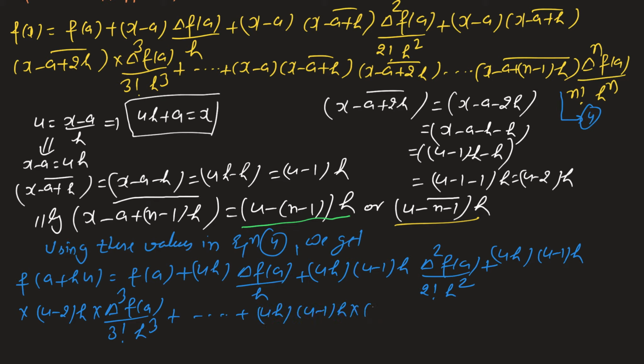u minus 1 h into u minus 2 h into up to u minus n minus 1 h delta n f of a divided by n factorial h raised to the power n. So if you see here, 1 h to h will cancel out, these 2 h will cancel out, there are 3, 1 2 3, this will cancel out, and here are 1 2 up to n, because here u minus 0 up to n minus 1 is n terms, so h raised to the power n here will cancel out, and this will also cancel out.